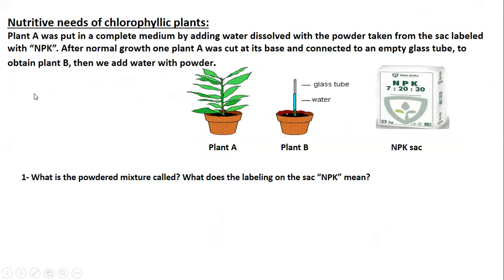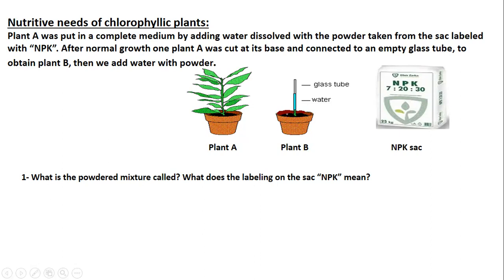A plant A was put in a complete medium by adding water dissolved with the powder taken from the sac labeled with NPK. After normal growth, one plant A was cut at its base and connected to an empty glass tube to obtain plant B. Then we add water with powder. So we take this plant A after normal growing, we cut it at its base, and we put a glass tube. Then we add water rich with this nutritive media.